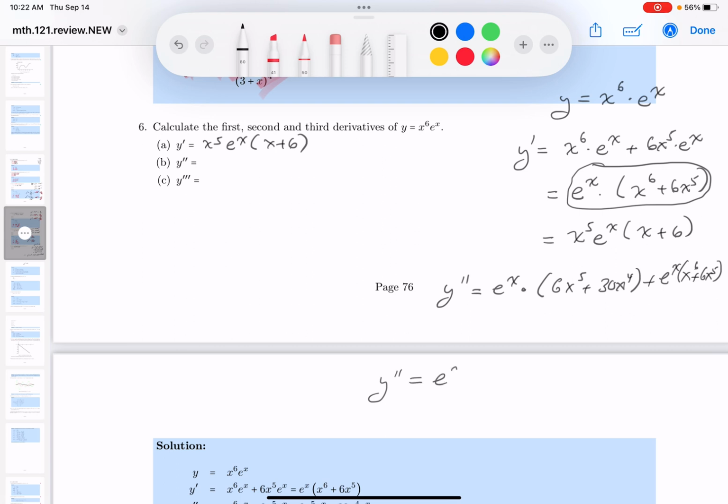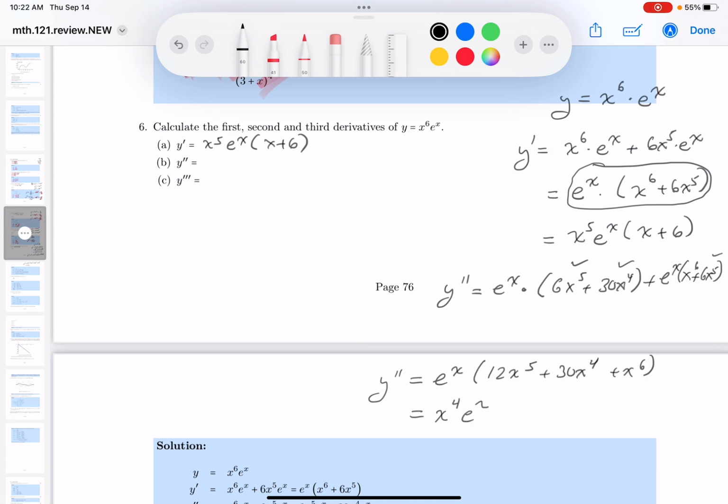So it's e to the x. And then what do you get? We get 6x^5. I see that here. And I get another 6x^5 over there, which is 12x^5. Then I get this 30x^4. And then I get the x^6. All right, I'm going to work on it a little bit, and what I'm going to do is factor out x to the 4th power there. So I'm going to put x to the 4th.